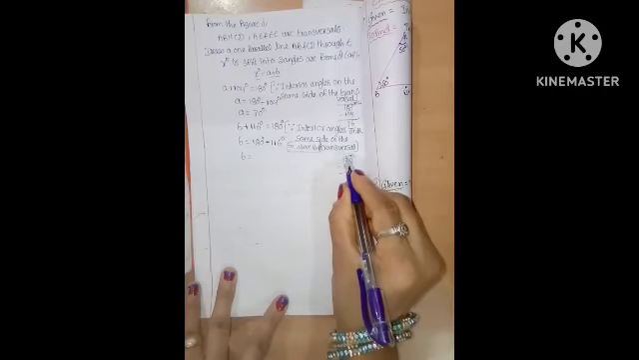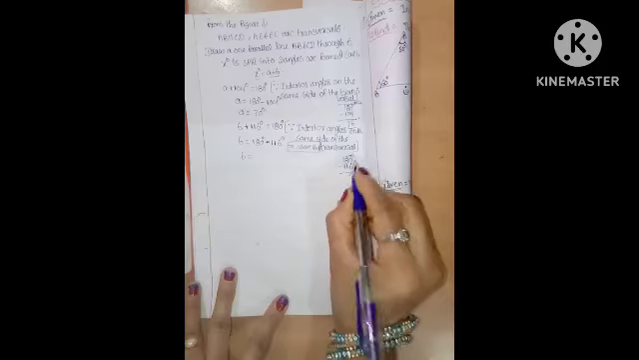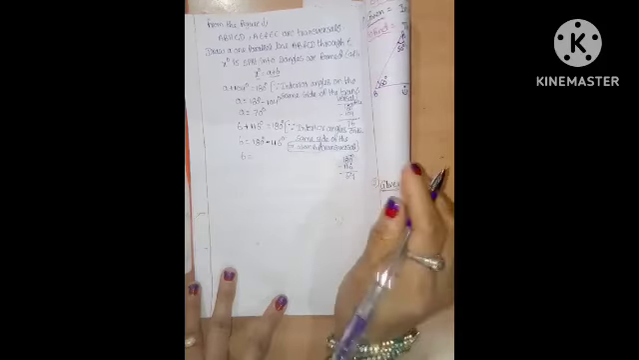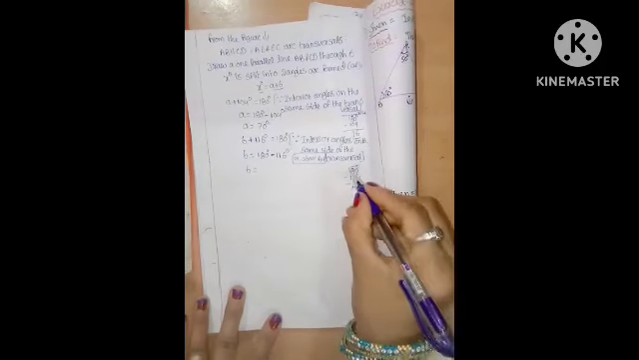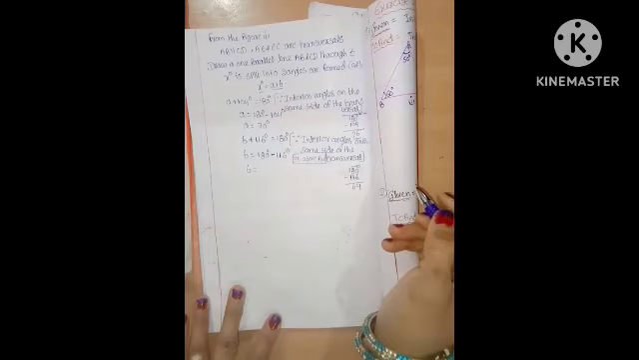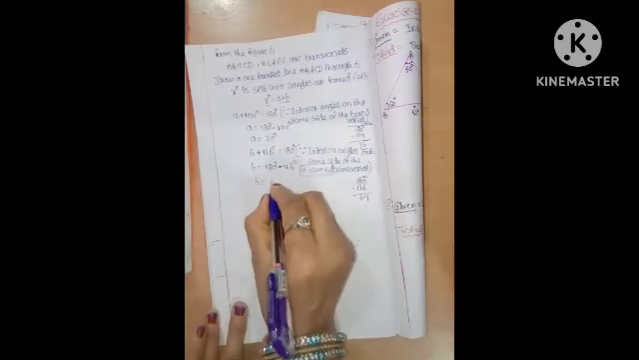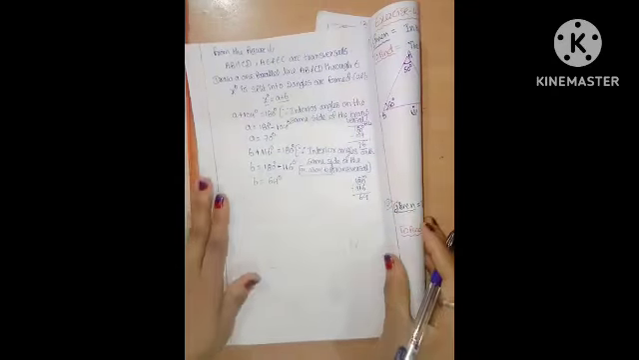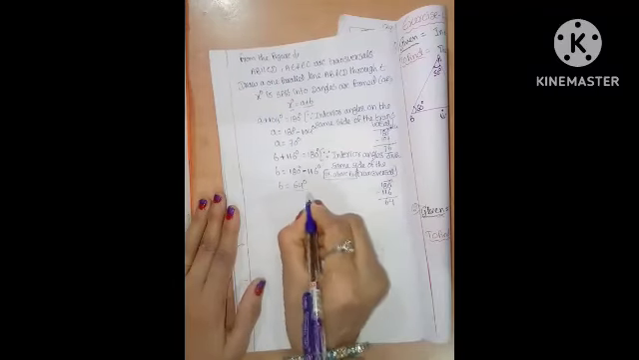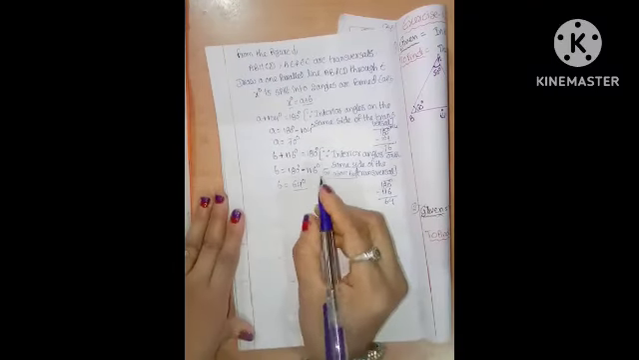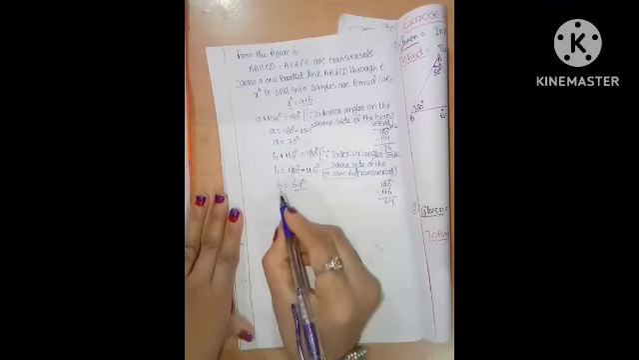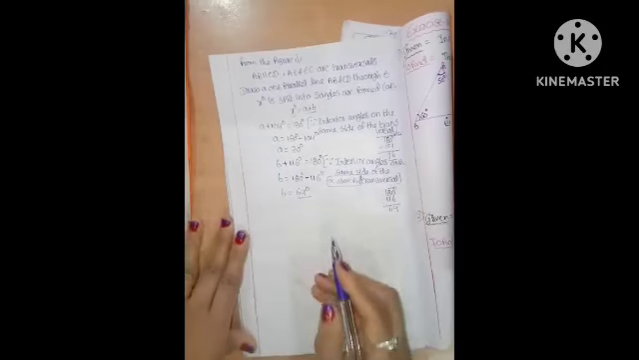So 1 borrowed, it's over. Left is 7. 7 minus 1 is 6. Is it correct? 1 minus 1 is 0. How much angle did we get? 64 degrees we got. A and B angles we got.